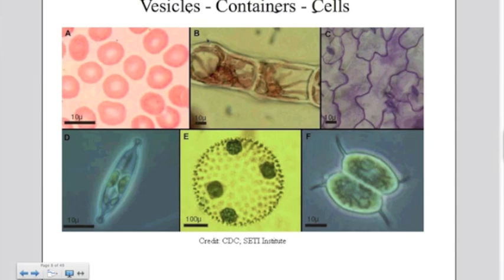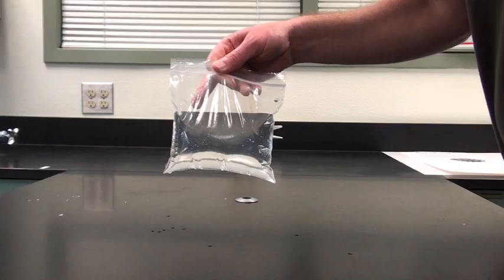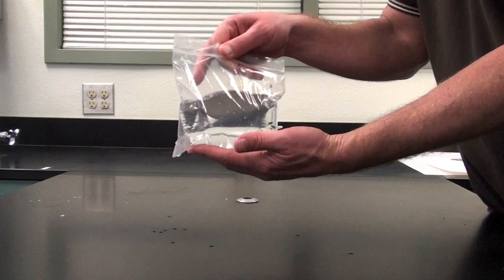In our microscope lab, we saw these kinds of things. These are cells, living things, but they're really nothing more than containers. They contain stuff. We can actually call them vesicles. They contain stuff just like a baggie does. Here's a sandwich bag. It too is a container, just like a cell. The difference is a cell, which is living, can do three things.